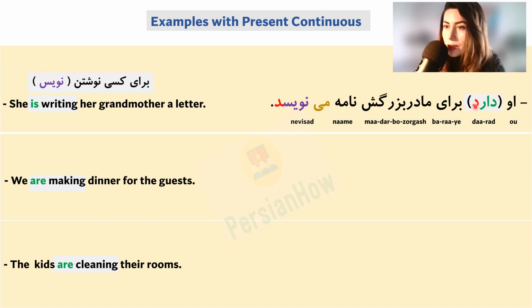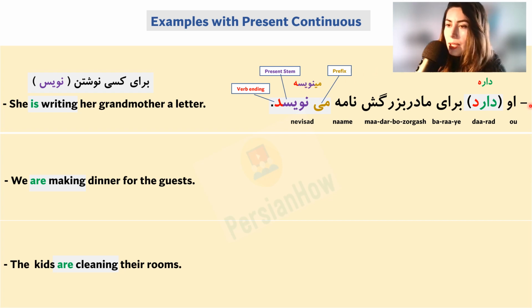So دارد is the auxiliary verb that needs to come after the subject, and then می نویسد needs to come at the end of the sentence. In English, both the auxiliary verb and the verb are right next to each other. But in Farsi, we first bring دارد after the subject and then the verb at the end. Now the informal of دارد is داره. می نویسد, the informal is می نویسه. So this language, a little bit more informal, is او داره برای مادر بزرگش نامه می نویسه.